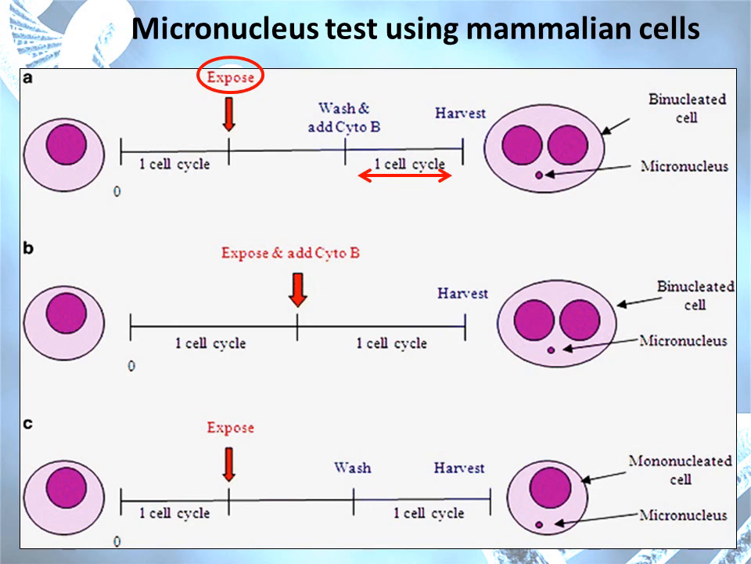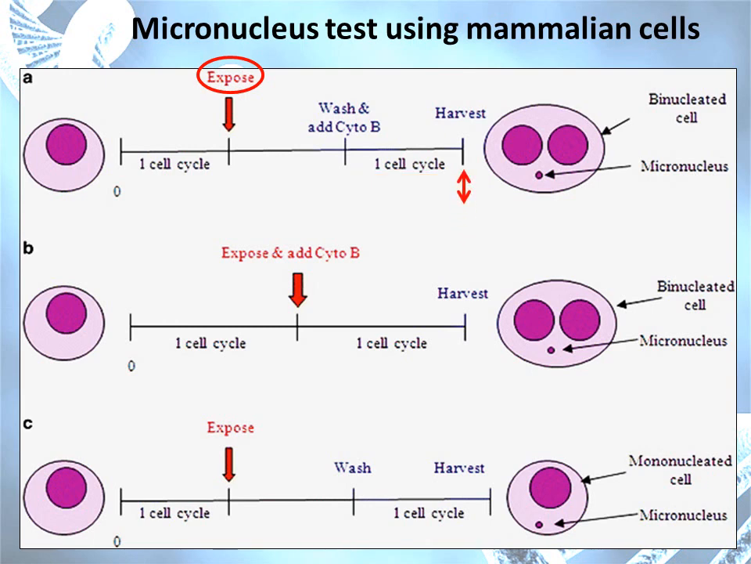So the cells will be allowed to divide for one more cycle, and at the end the cells will be harvested and we will get binucleated cells. Here the presence of micronuclei is considered a biomarker of genotoxic effects of the tested chemical.